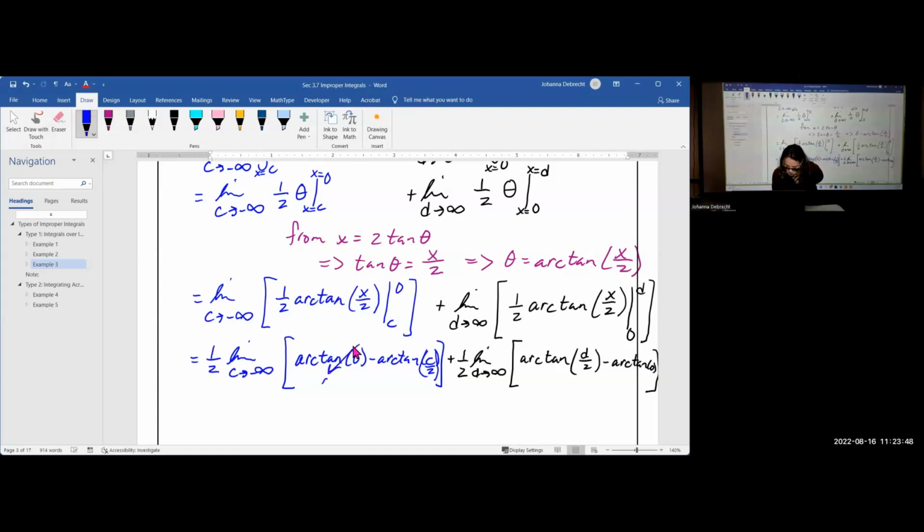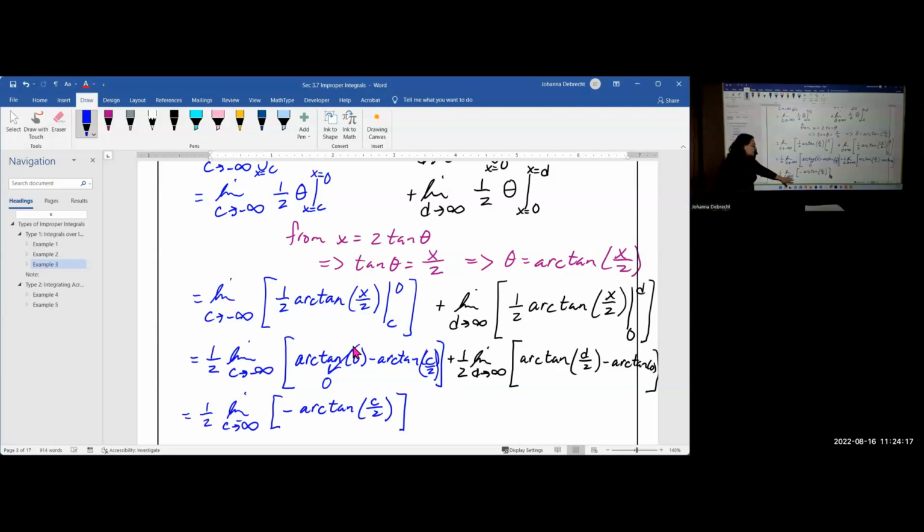So this becomes 0. So now we have equals 1/2, the limit, c is approaching negative infinity, and this is going to give me 0 for the first one, minus, and then I have the arctangent of c over 2. Now I can't evaluate that because I don't have a real number to substitute for c. I'm instead going to be taking the limit as c goes to negative infinity.